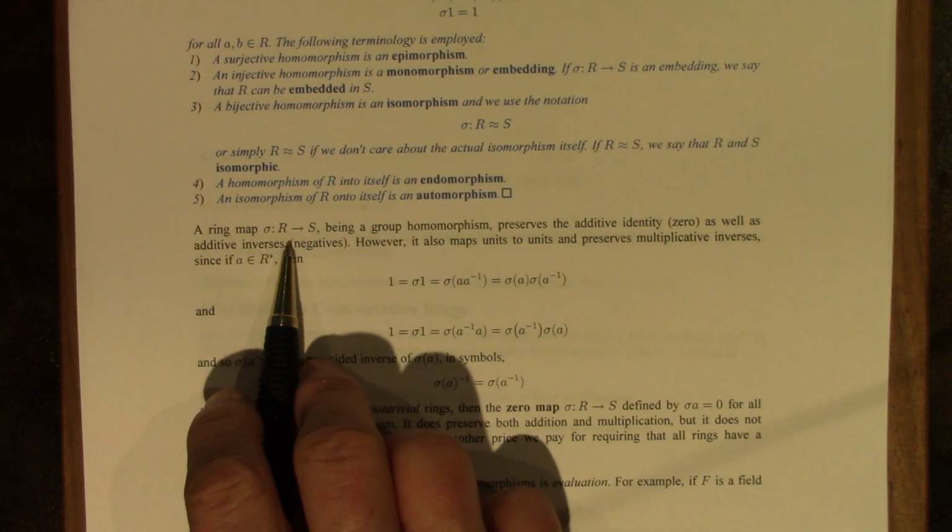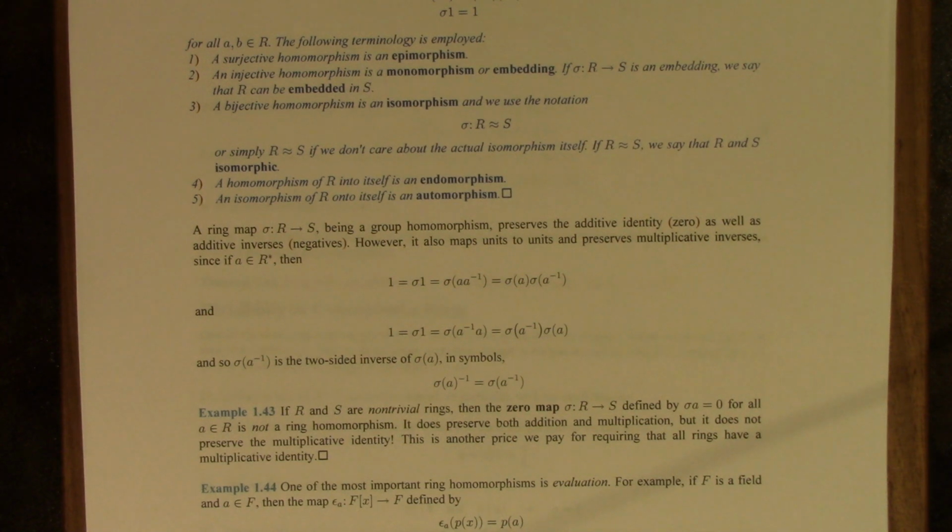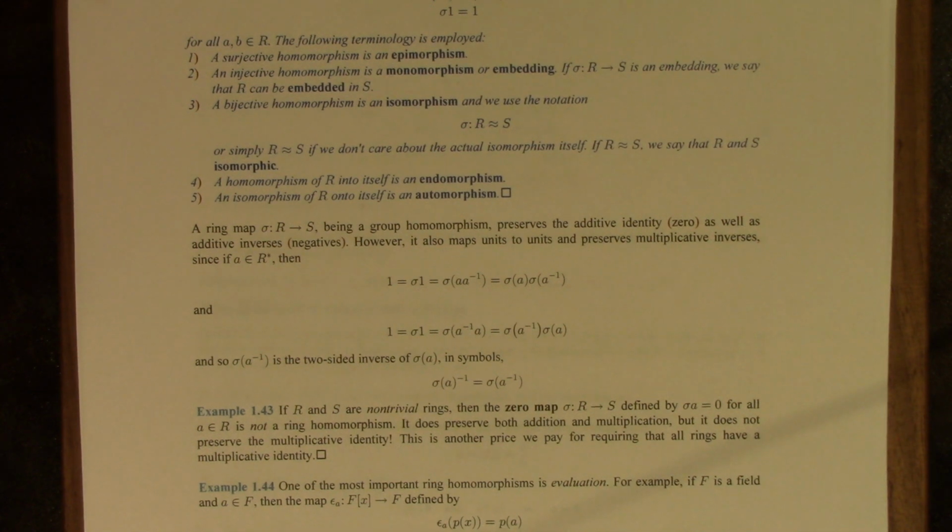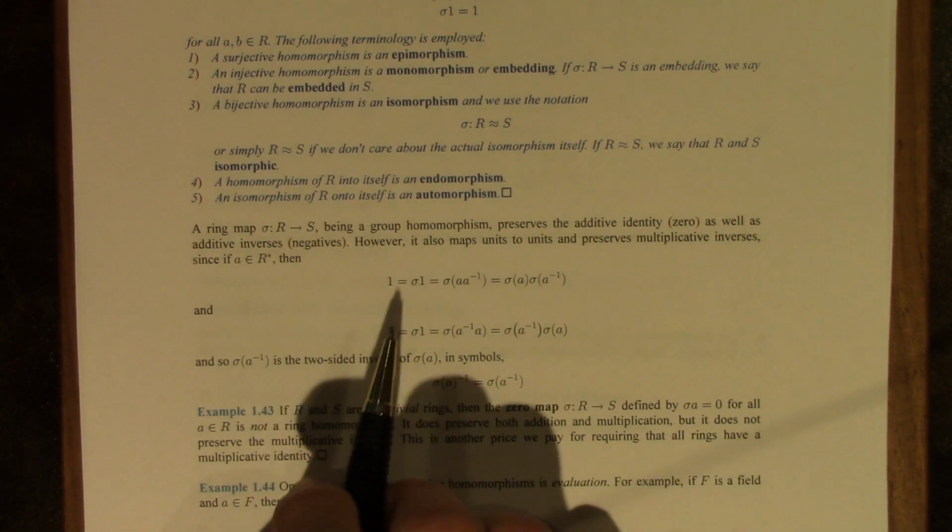A ring map sigma from R to S, being a group homomorphism, preserves the additive identity 0, as well as additive inverses and negatives. But it does one other thing that you don't have in the other cases, or at least it's not meaningful in the other cases. It maps units to units and preserves multiplicative inverses for units. Obviously, it can't preserve multiplicative inverses for non-units because they don't have multiplicative inverses.